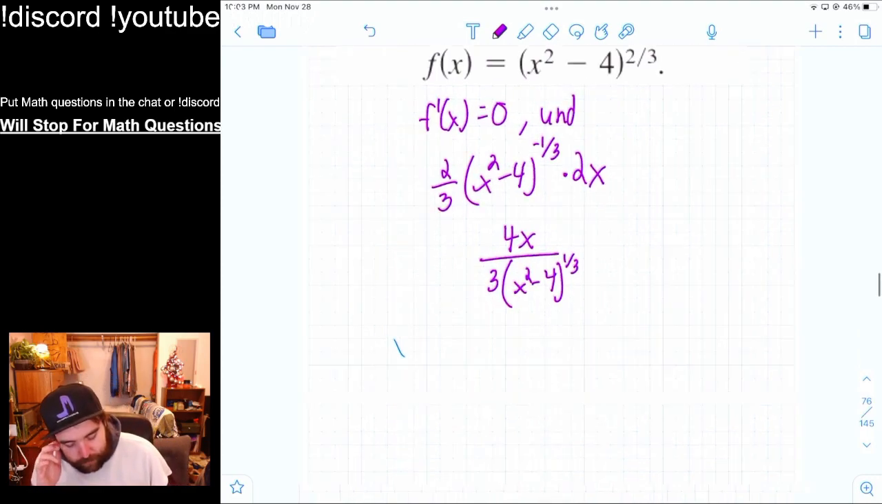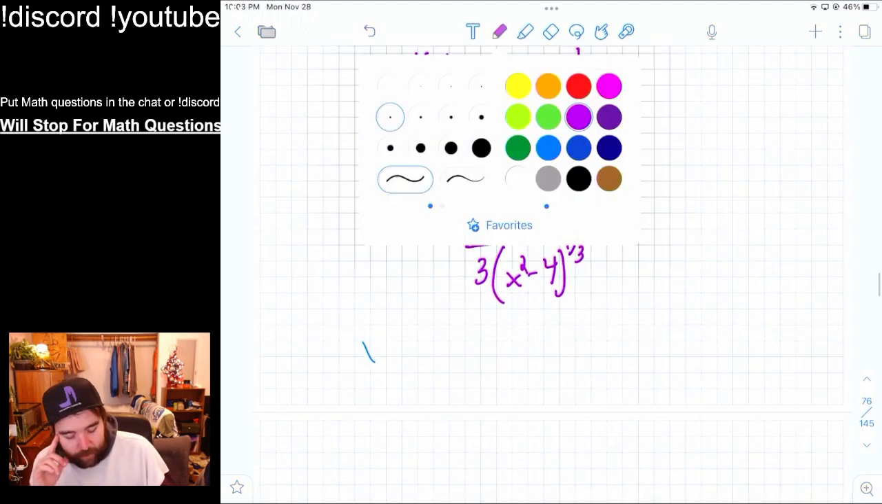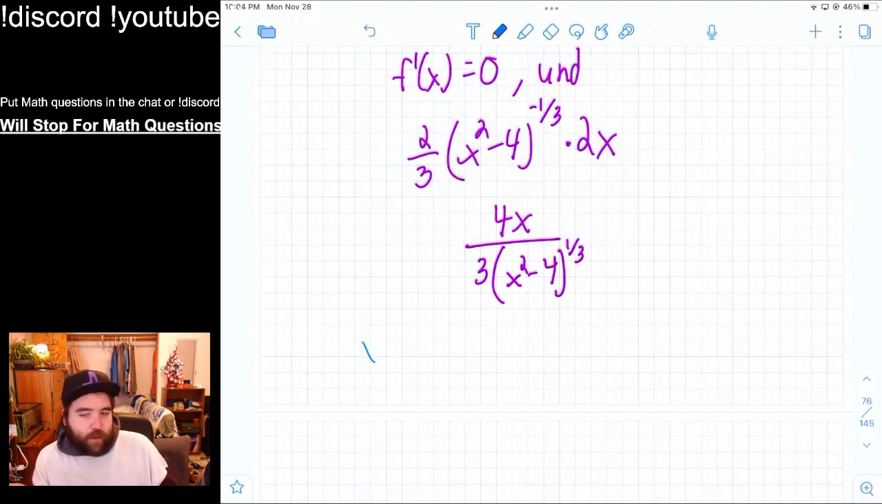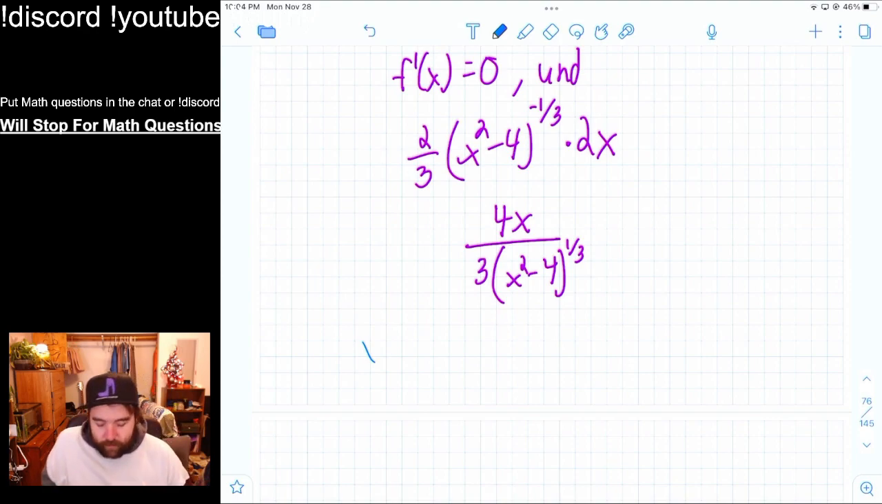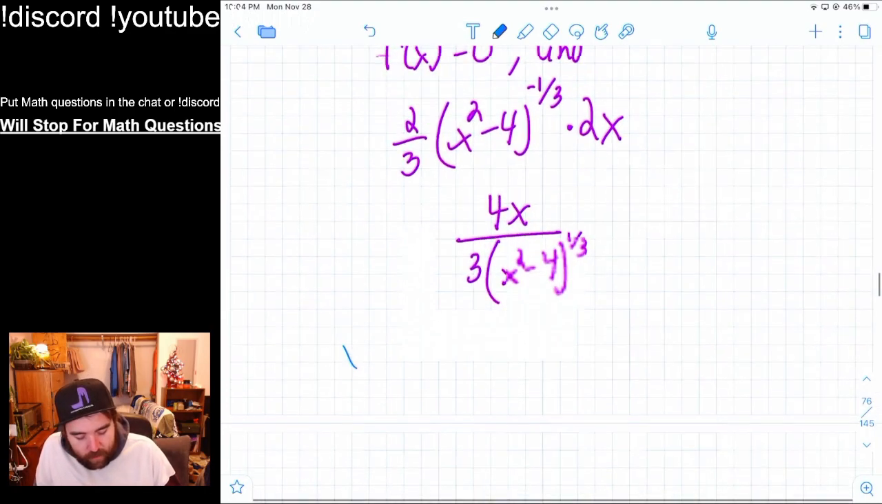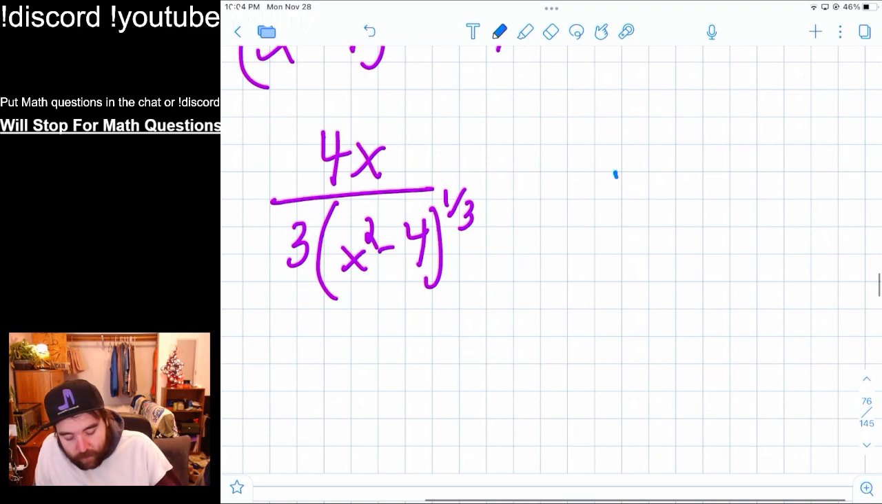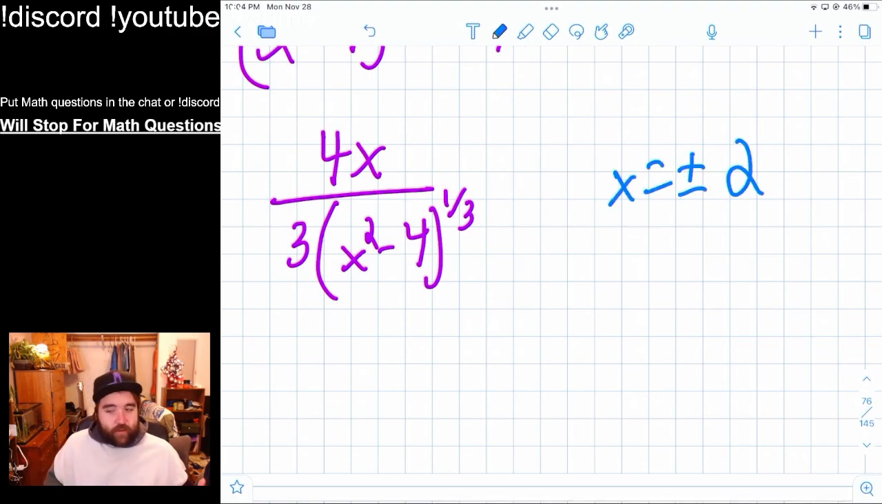So first off, I would look at where it's undefined, because I would say what makes the fraction undefined. We also have a root. The root undefined you don't have to worry about so much, though, because that's just where the graph cuts off. But the divide by 0 undefined you do have to worry about. So where is this derivative undefined? When x squared minus 4 is equal to 0. So when x is positive or negative 2, the derivative is undefined.